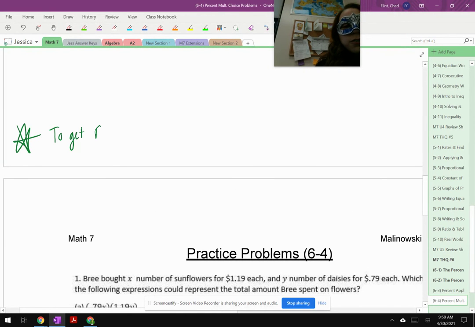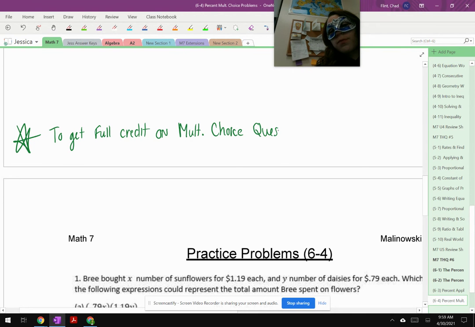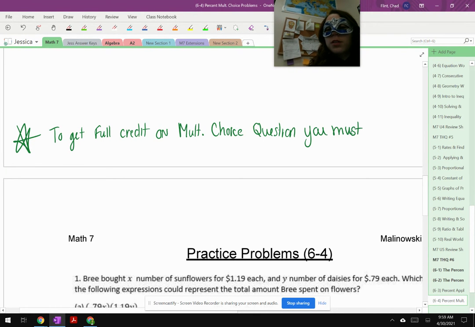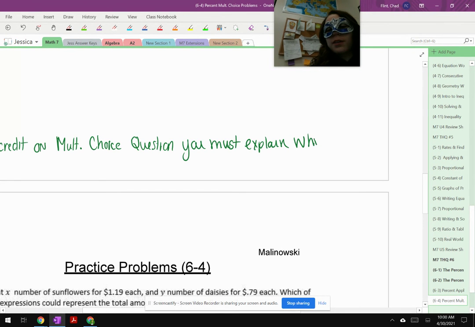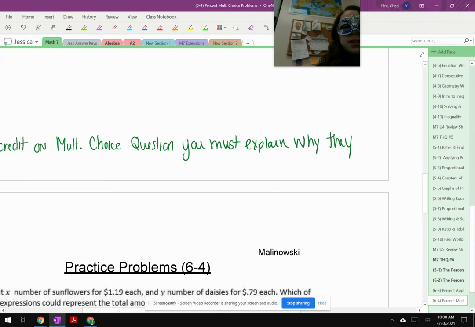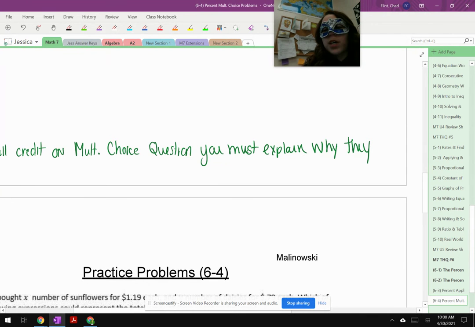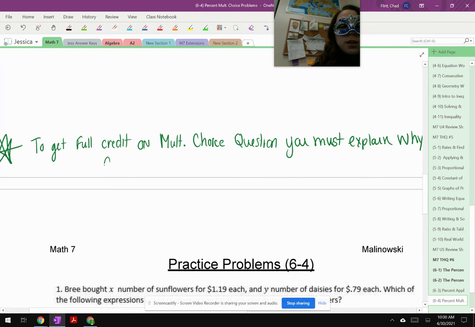to get full credit on the multiple choice questions, you must explain why, let's be more specific, why the choices are correct/incorrect.